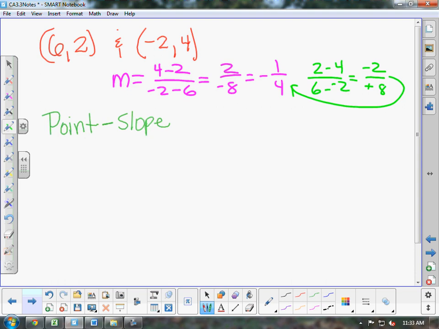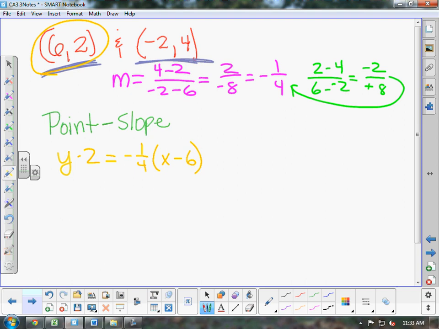Now then, writing it in point slope form, you have two options. You can either use the 6, 2 coordinate or the negative 2, 4 coordinate. It's not going to matter either way. Using the 6, 2 coordinate, you would have y minus 2 equals negative 1/4 times x minus 6. Or, if you were using negative 2, 4, you'd have y minus 4 equals negative 1/4 times x plus 2.